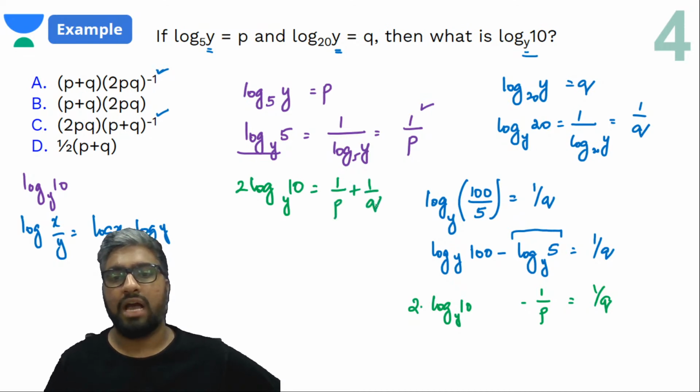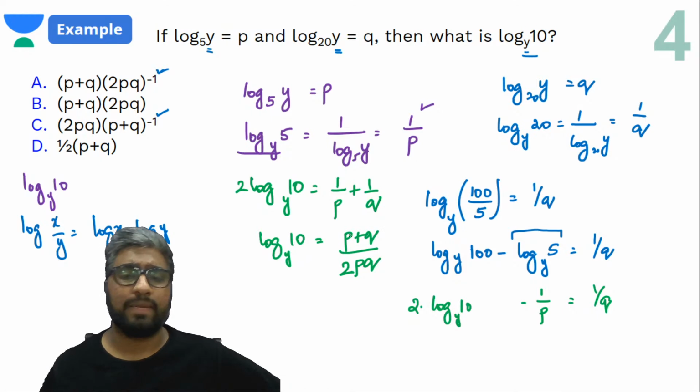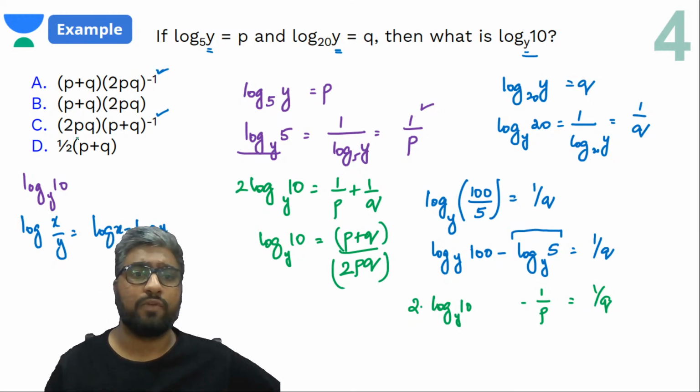तो यहाँ पे LCM क्या हो जाएगा? PQ हो जाएगा. P plus Q over PQ. That is 2 times log 10 base y. So log 10 base y would be that divided by 2. So we need an expression that is P plus Q by 2 times P into Q. Which of these terms follow that?